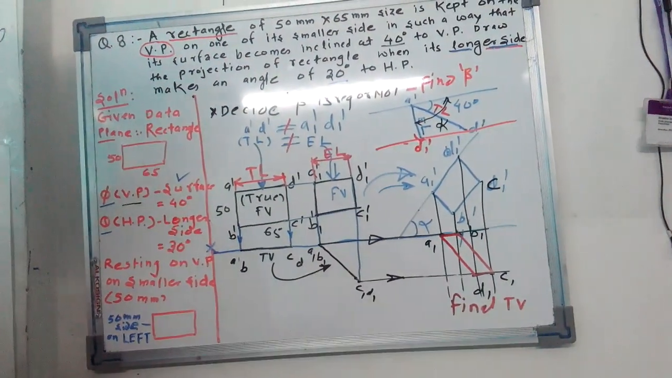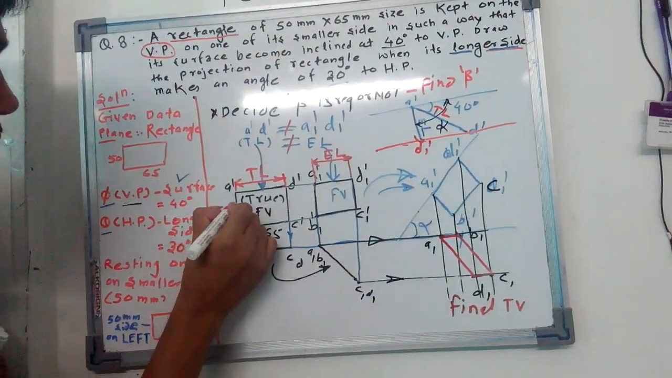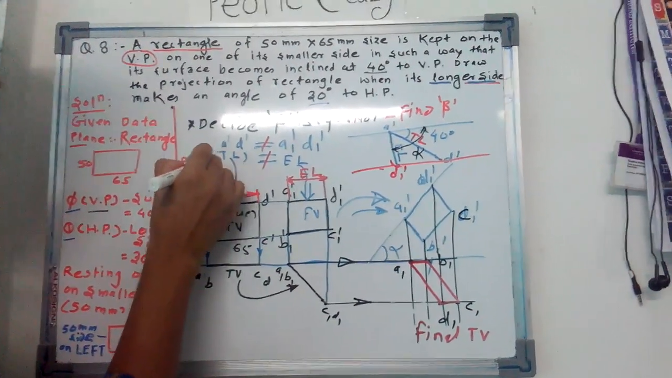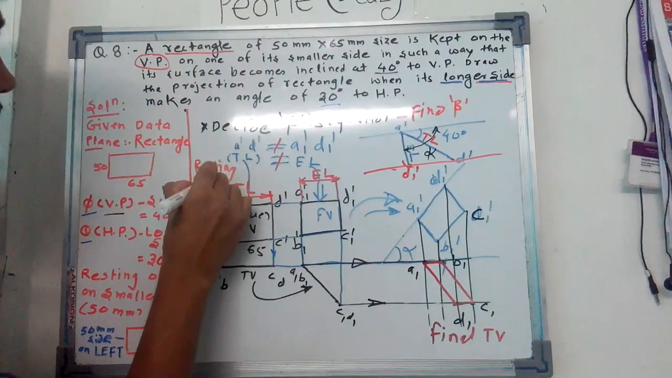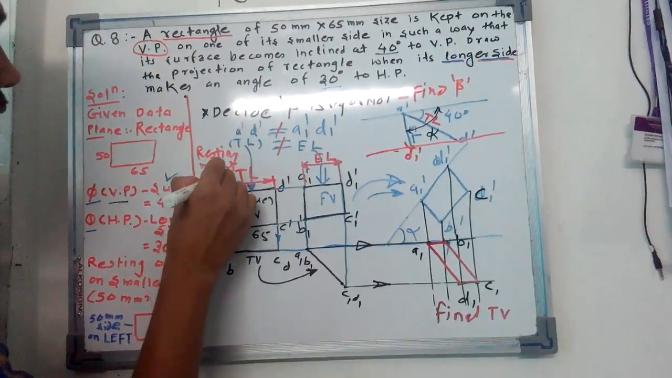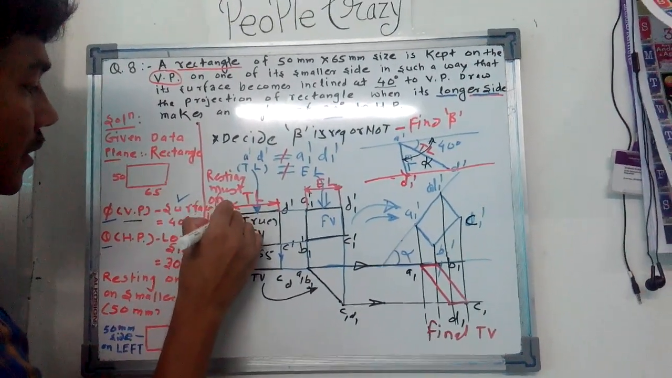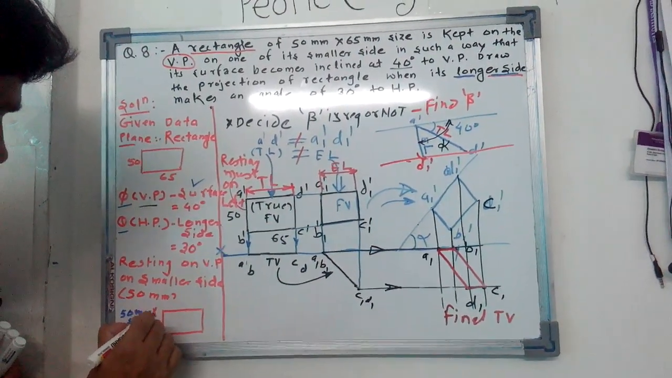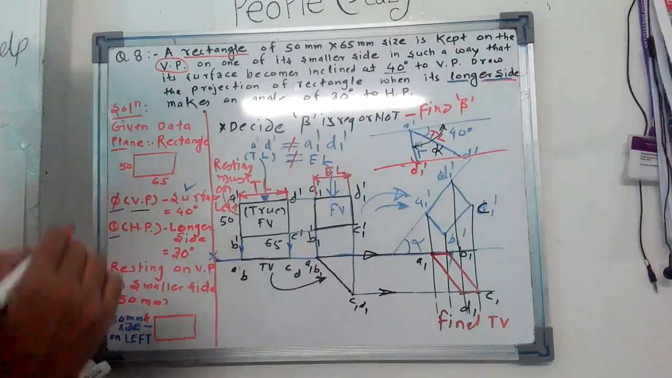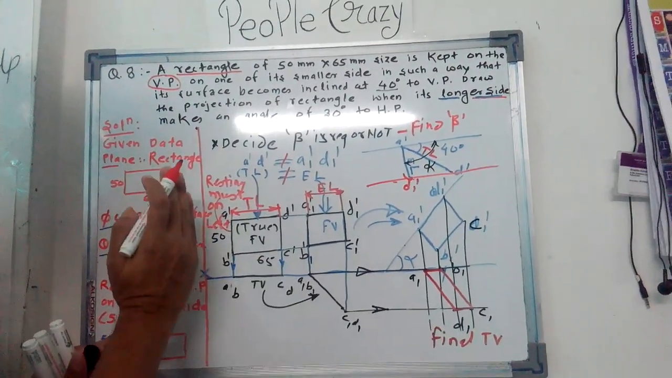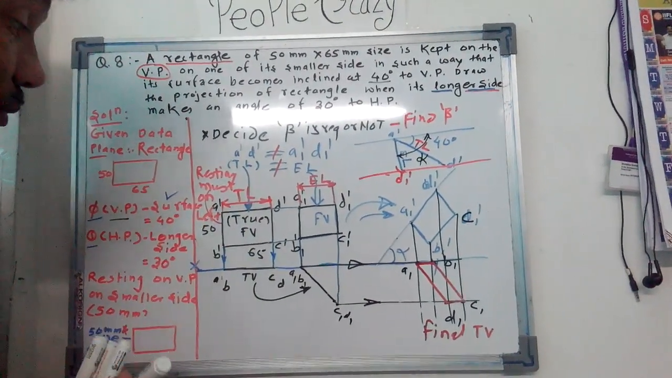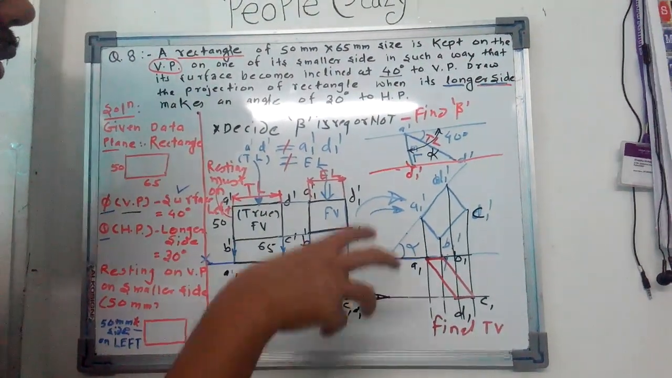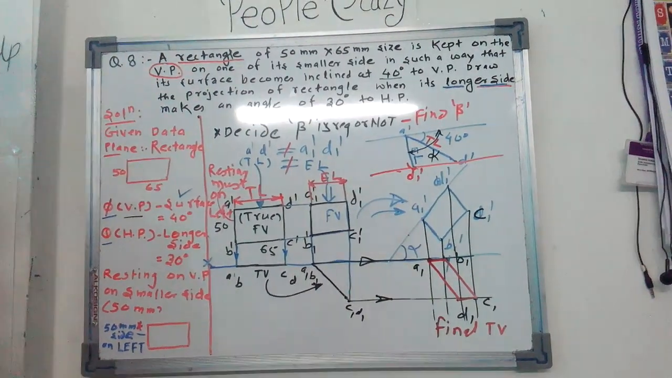So important is that the resting side must be on left. Here also I have mentioned that it must be on left side. So instead of taking longer side on the left side, we have taken the smaller side because it is resting on VP on its smaller side. So in this way you will get the complete solution for this.